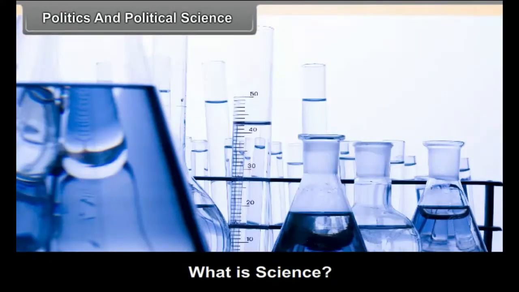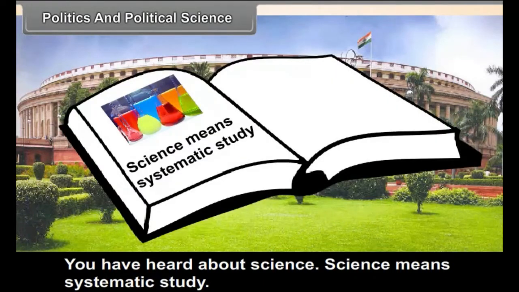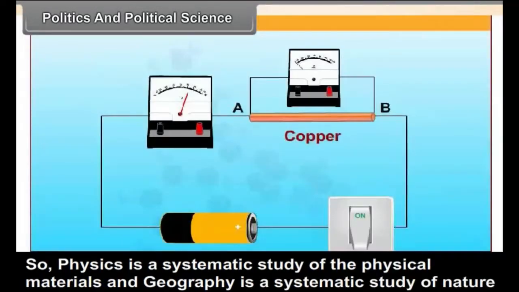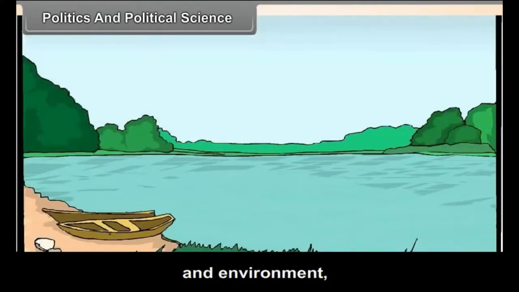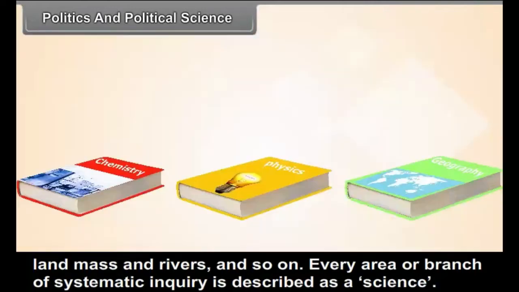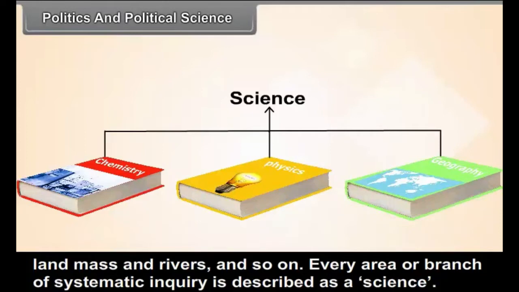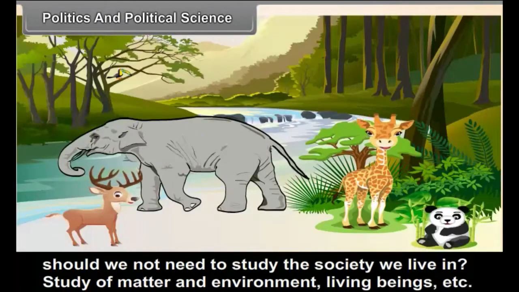What is science? You have heard about science. Science means systematic study. So, physics is a systematic study of the physical materials, and geography is a systematic study of nature and environment, land mass and rivers, and so on. Every area or branch of systematic inquiry is described as a science. If we need to study matter and environment and trees and even the human body, should we not need to study the society we live in?